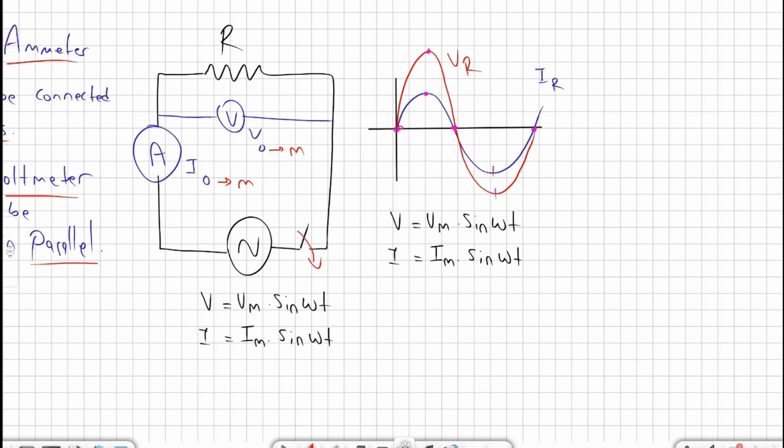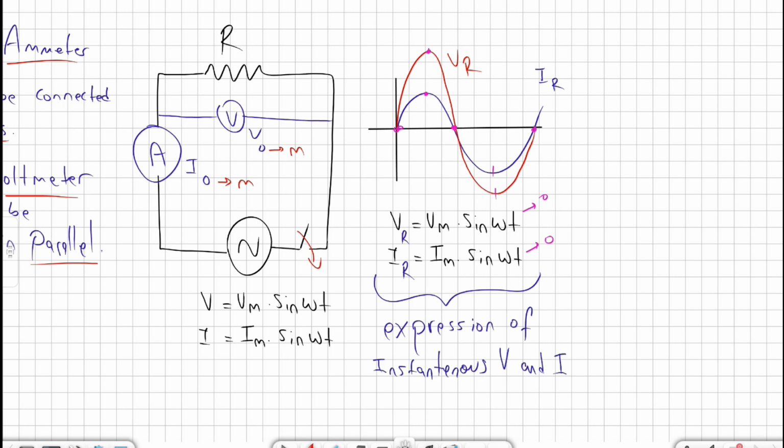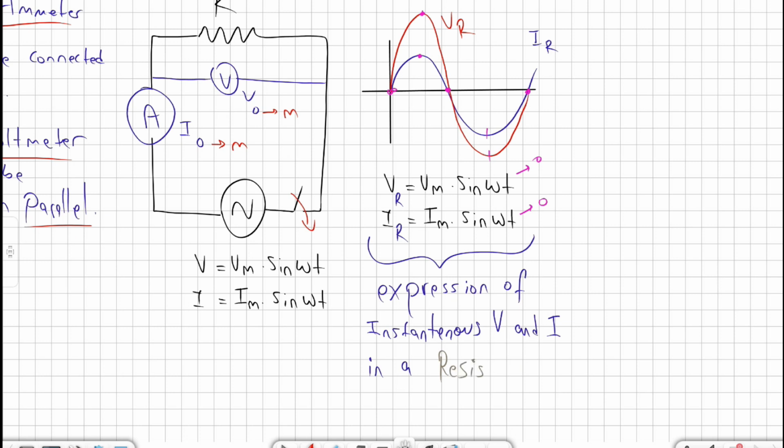VR and IR. When we copy the equation, you'll get the same thing. So if one of them is omega t, the other one is also omega t. If the omega t here is 0, the omega t here is also 0. This is called the expression of the instantaneous potential difference and the current in a resistor. So if a question asks you about the expression of the instantaneous V and I in a resistor, directly you'll be using this one by finding V max, I max, and replacing omega with the number that you find by the equation of 2 pi f.